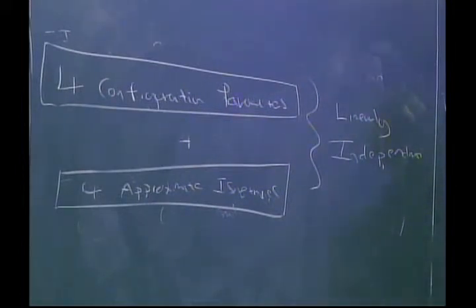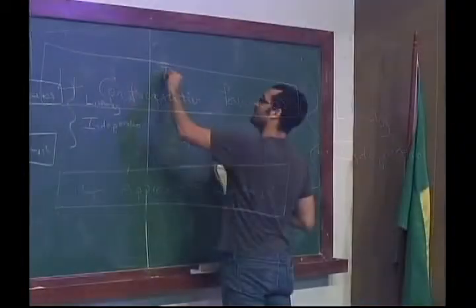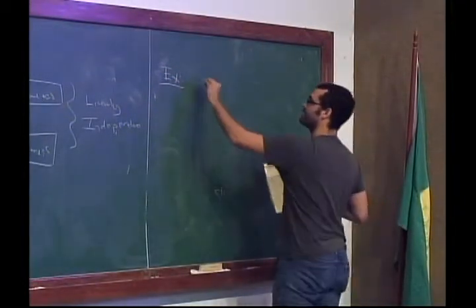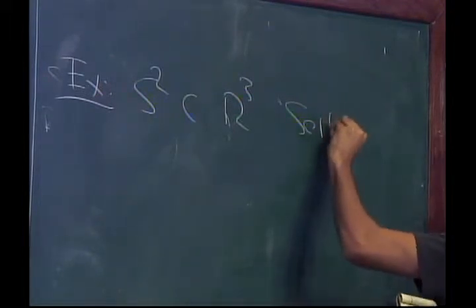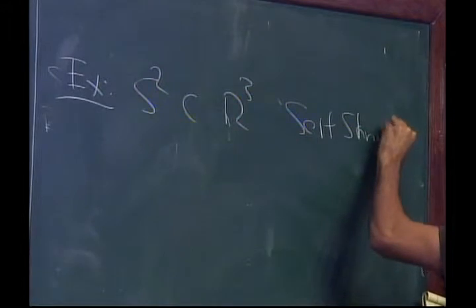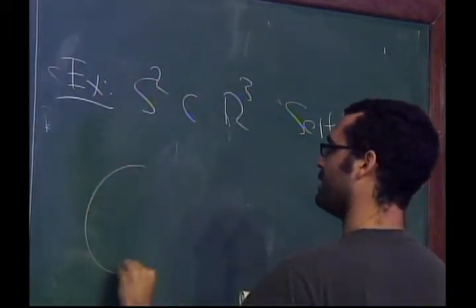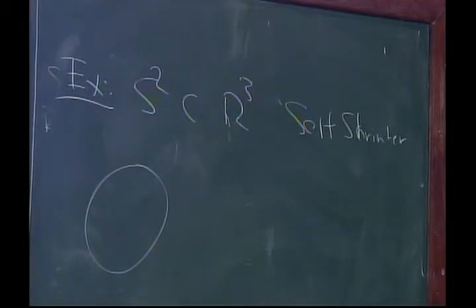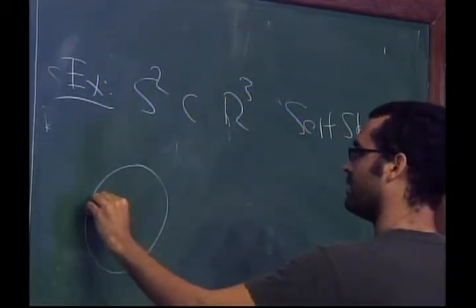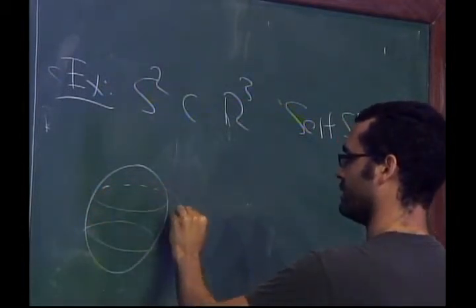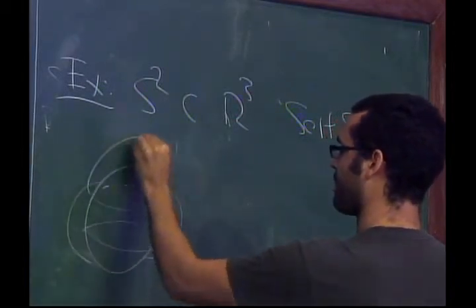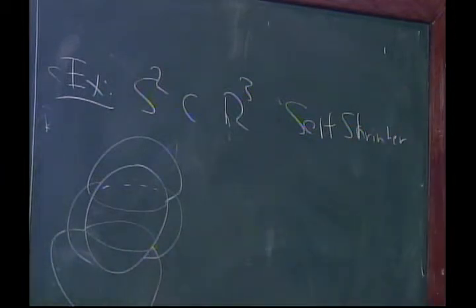So there's another example which works, actually a concrete example. If you take S2 in R3 as a self-shrinker, it turns out this has a nice null annular covering that looks something like this. So it actually has three components, looks something like this. And the same idea works, except that you have more intersection curves. But precisely the same process works.